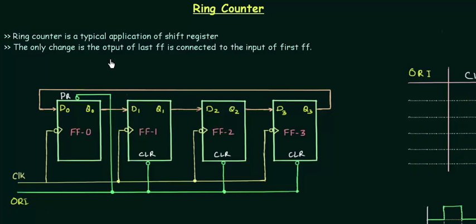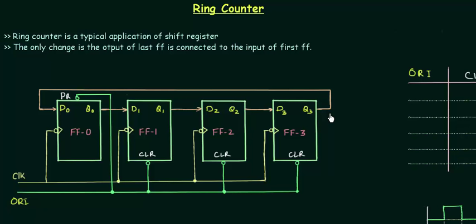The only change is the output of the last flip-flop is connected to the input of the first flip-flop. If I want to compare the ring counter with the shift register, there is only a single change. The change is this output, Q3, that is the output of the last flip-flop, is connected to the input of the first flip-flop, that is flip-flop number 0. But in case of shift register, you will find that we don't have any feedback like this, but we have only Q3 as our output. This is the only change that you will find, and it is good that you have some knowledge of the shift registers also, so that it will help you in the coming presentations.